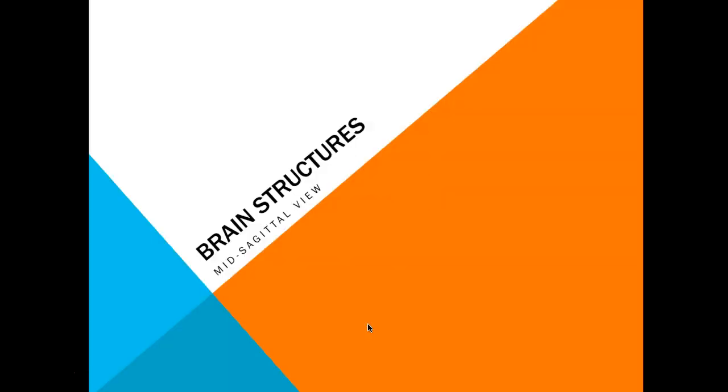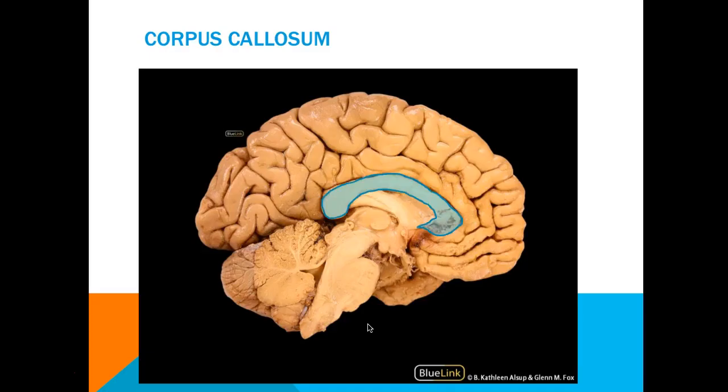Now let's move into a mid-sagittal view. The highlighted portion is your corpus callosum. This allows the right cerebral hemisphere to communicate to the left cerebral hemisphere. Inferior to that corpus callosum, we have a wall that sits between our two lateral ventricles, and this wall is called the septum pellucidum. This makes sense because the word septum means wall.